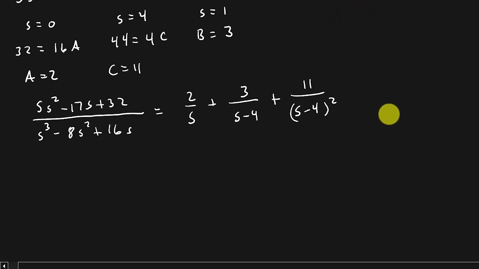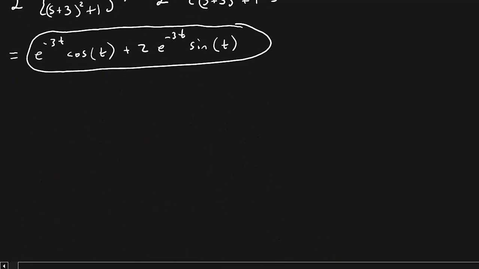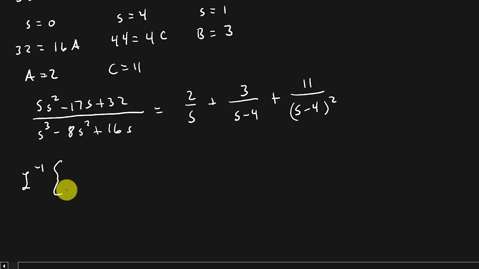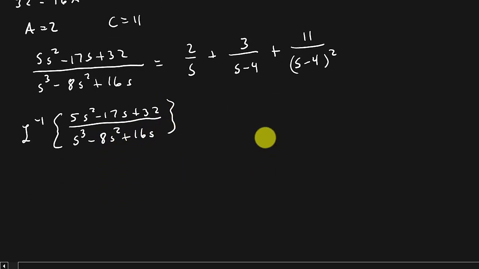So if I take the Laplace transform of this, that should equal the Laplace transform of this. I'm sorry, not Laplace transform, but inverse. Did I write inverse on all these up here? Yes, I did. Just making sure. And that's going to be the inverse Laplace of (5s squared minus 17s plus 32) over (s cubed minus 8s squared plus 16s).